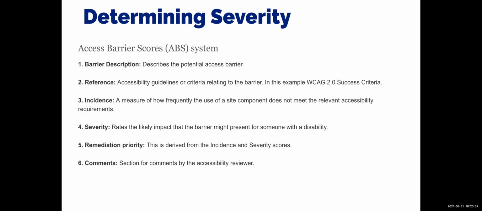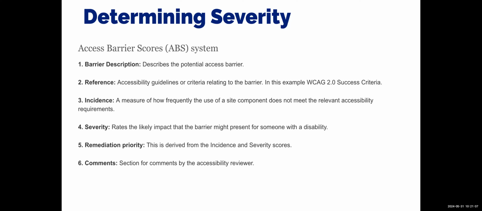So this idea of access barrier scores, the ABS system, is from a 2011 article in usability.com, and it's a proposal for categorizing accessibility violations. So, barrier description: what is the barrier that a user with disabilities will be facing? Reference: which criteria does it relate to? Incidence: a measure of how frequently the use of a site's component does not meet the relevant accessibility requirements. This is not a raw measure of how often a guideline is not complied with, but rather an estimation of how many times it appears on a page.